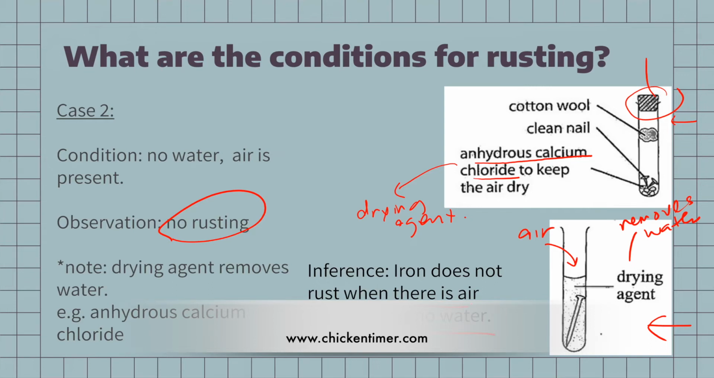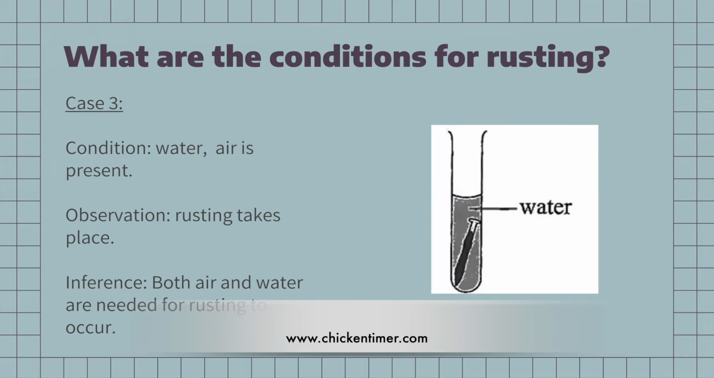Okay, let me go to the third one. So the third one is just water and the nail like that. And then the test tube is open, so that means there's air also. So air and water is present. Then you see rusting take place. There's rust.